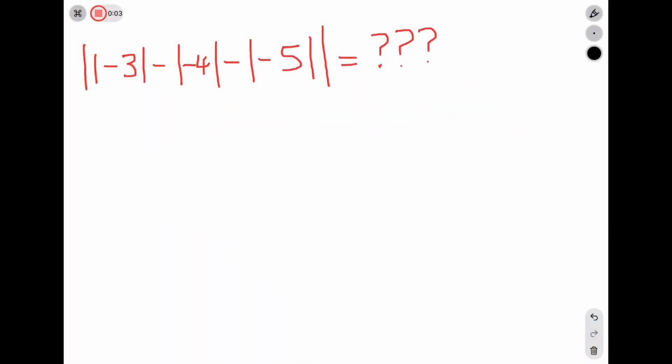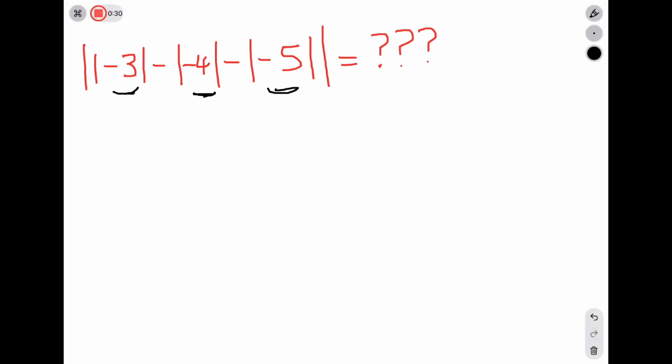So this problem should be solved rather quickly. Keep in mind that these signs here are the absolute value signs. In short, the question is asking what's the absolute value of minus 3 minus the absolute value of minus 4 minus the absolute value of 5.